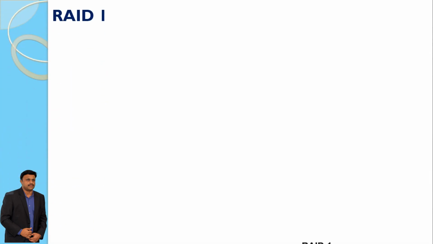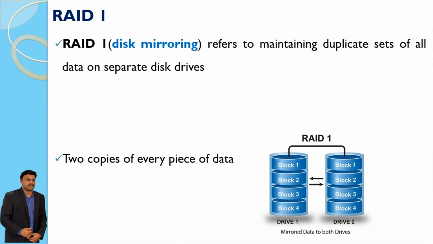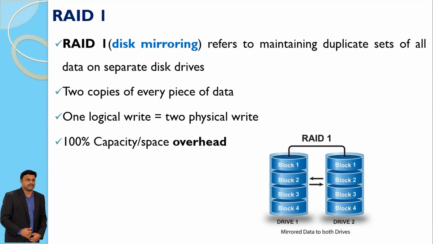RAID 1, or disk mirroring, involves maintaining duplicate sets of all data on separate disk drives. This provides high data reliability but requires double the storage capacity.